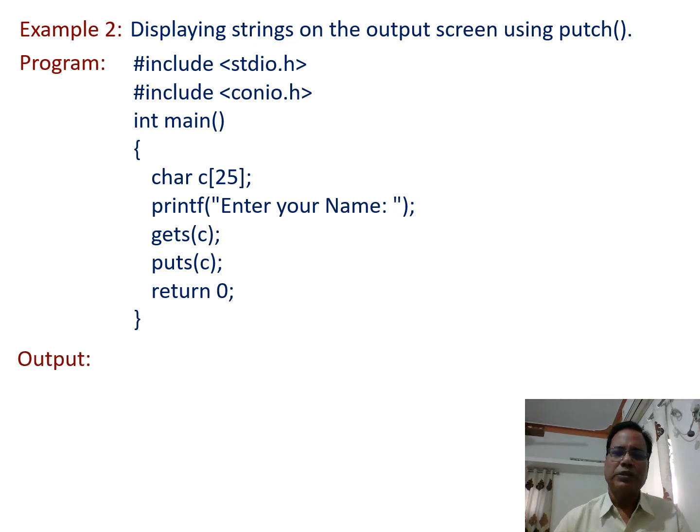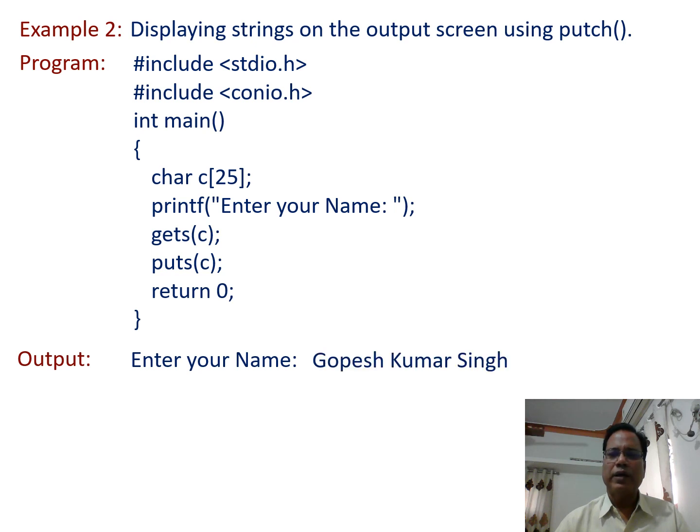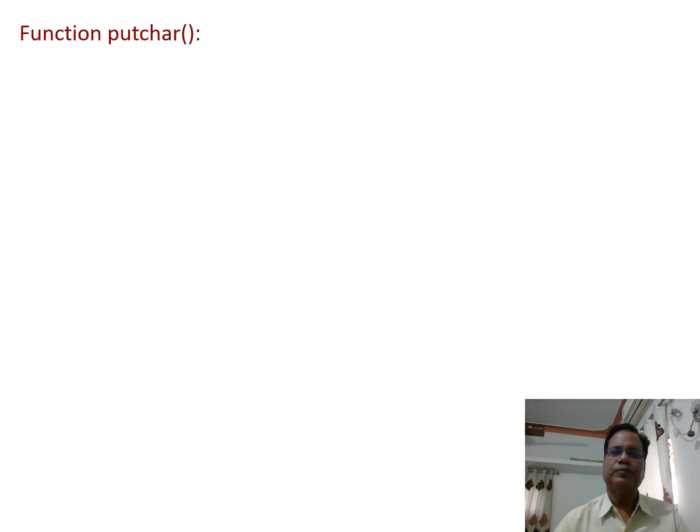When this program is run, we get the output like this. Enter your name. When we enter our name, like Gopesh Kumar Singh, this is taken in by the gets(c) statement and stored in the character array c. Then using the puts function, the characters stored in the character array c are printed on the output screen. So Gopesh Kumar Singh is displayed on the output screen.